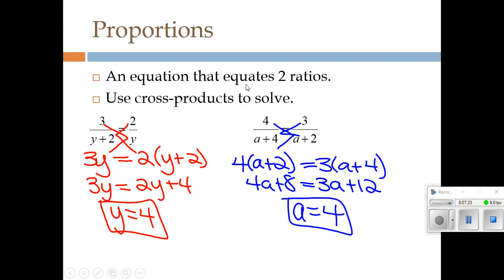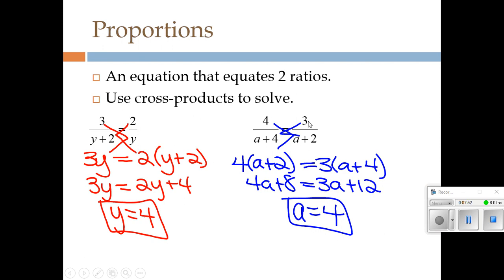So for an equation that equals two ratios, we're going to cross multiply, find the cross product, and solve. If you have a proportion like this, we're going to cross multiply. 3 times y is 3y. 2 times y plus 2. When you have an expression, you put it in parentheses. So 2 times y is 2y, 2 times 2 is 4. Subtract 2y, that's y. And then y equals 4.